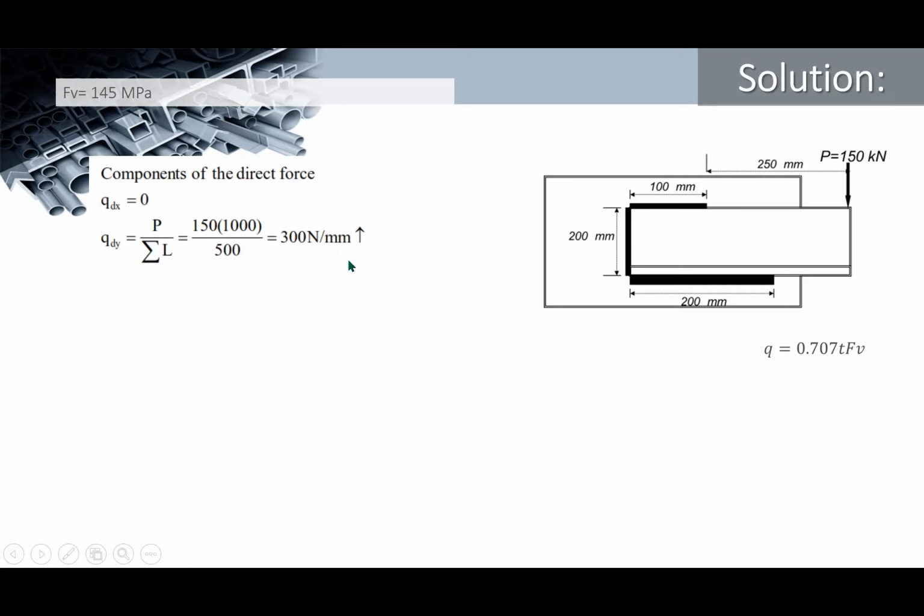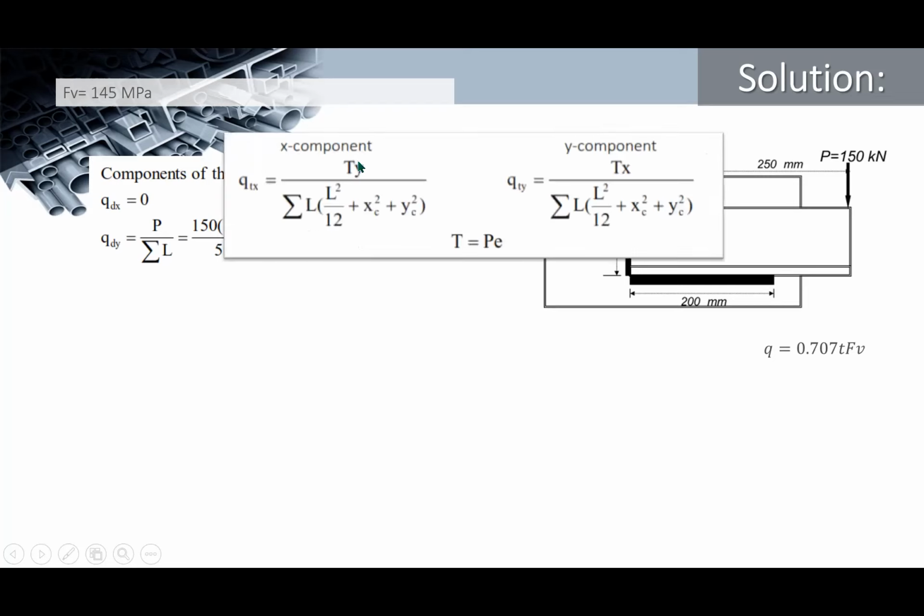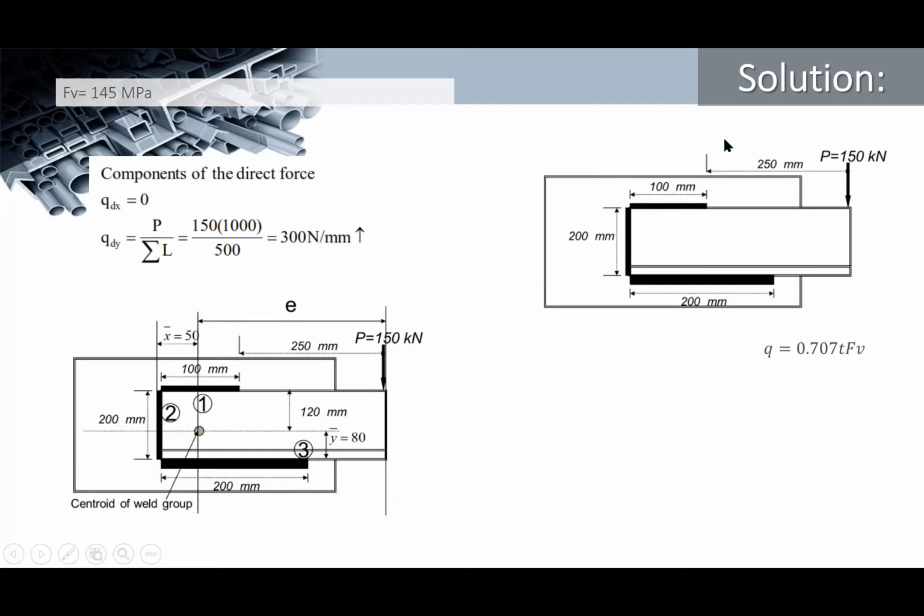Next are the components of the torsional force. Before we can solve this, we first need to solve T is equal to PE. Again, we don't have the distance E yet because we don't know the centroid of the group. So here, we need to compute the location of the centroid of the group. How do we do that? All we need to do is use Varignon's theorem.